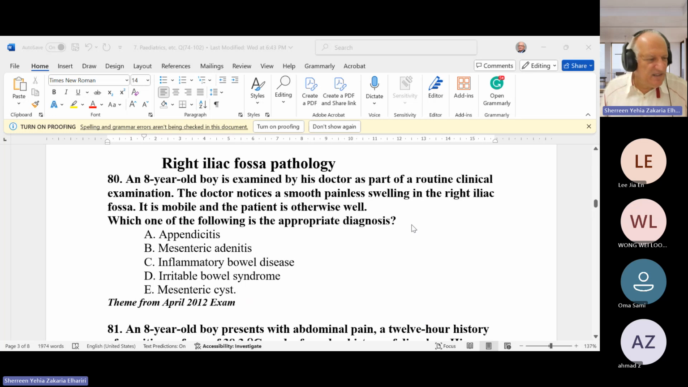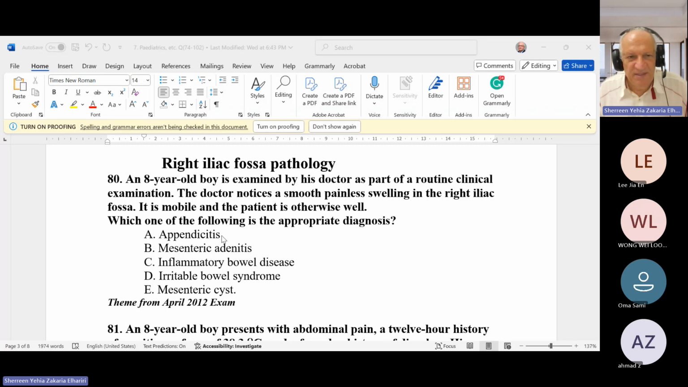After that, we have disease in the right iliac fossa, starting from young age. An 8-year-old boy is examined by his doctor as part of a routine clinical examination. The doctor noticed a small painless swelling in the right iliac fossa, mobile, and the patient otherwise well. So it is not appendix, not painful. The patient has no complaint, but has swelling in the right iliac fossa, and this swelling is mobile.